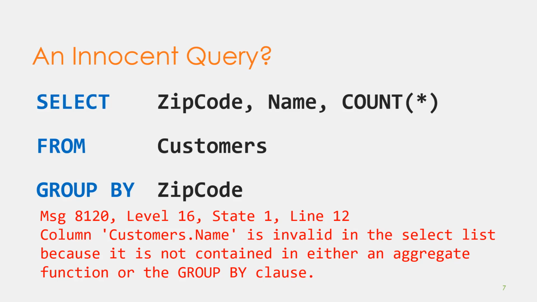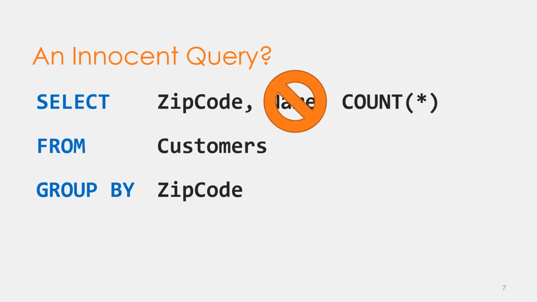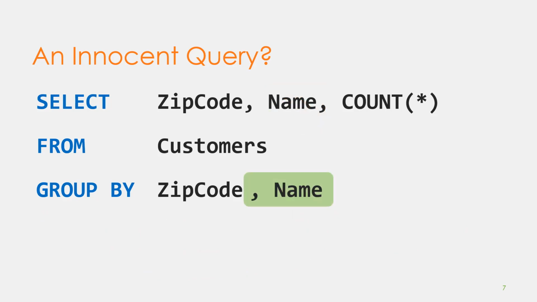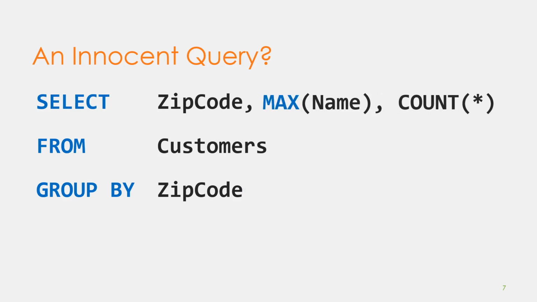To eliminate the error, we need to either remove name from the select list, or add it to the group by clause, or encapsulate it in an aggregate function. For example, the max aggregate function will return a single name, the one with the highest alphabetical sort order, or Sarah in our case. Any of these changes will make our query logically valid and avoid the error.